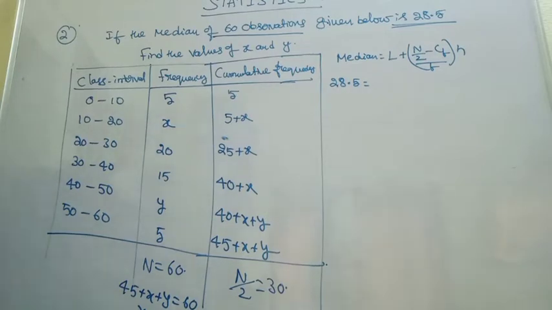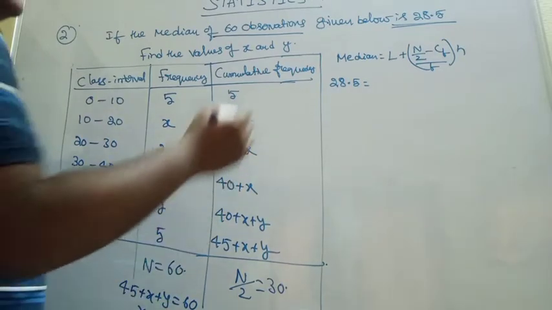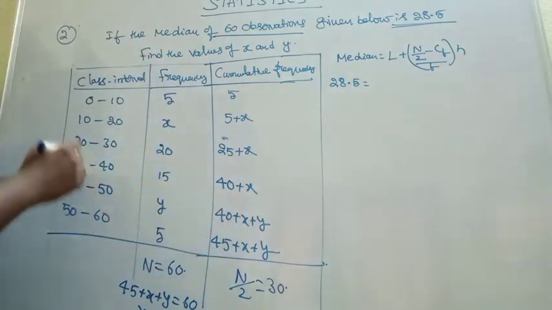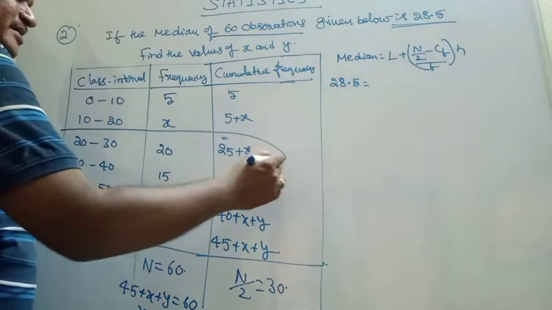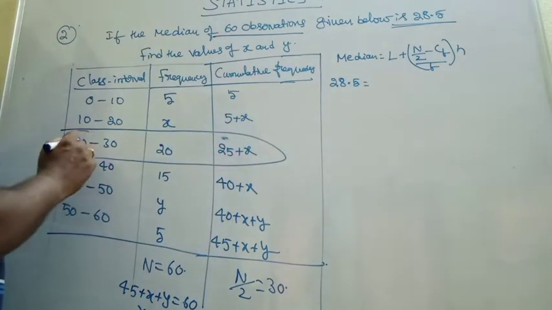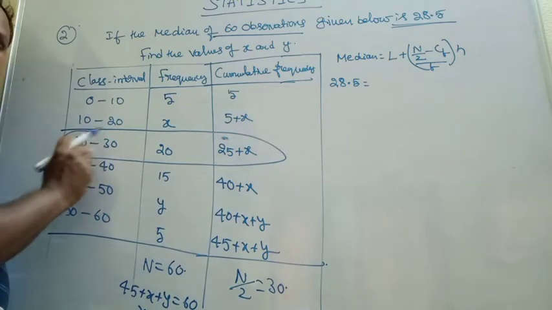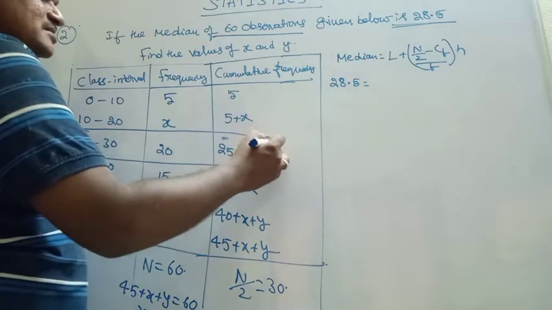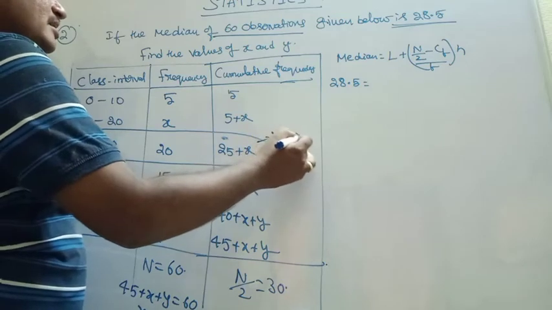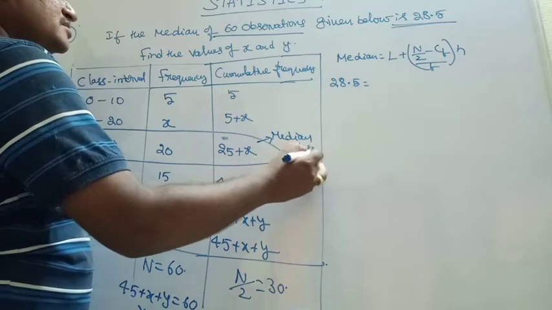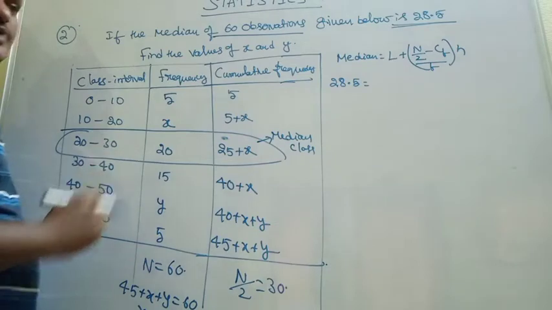Now see, my dear students, here we have got median equal to 28.5. 28.5 is present within 20 to 30. This is what we call the median class. This is the median class now, 20 to 30.